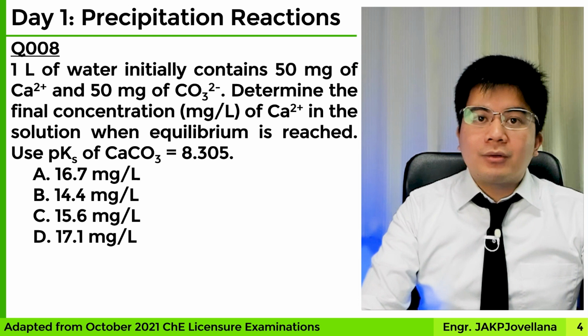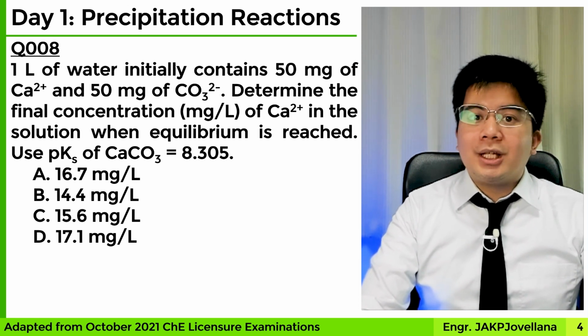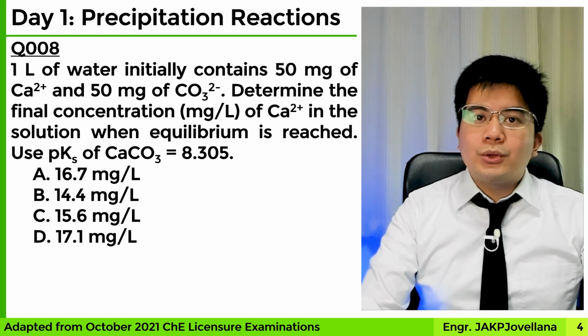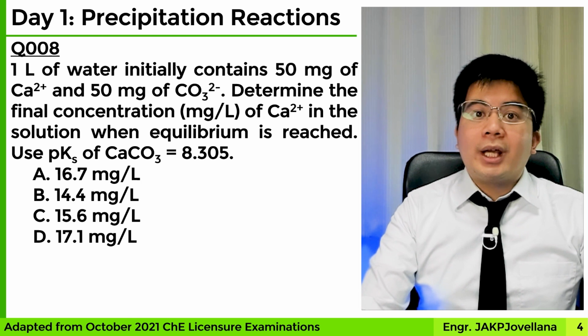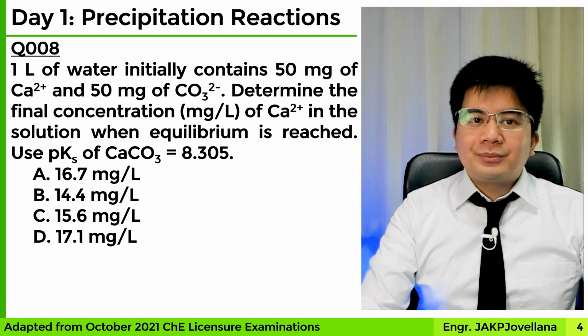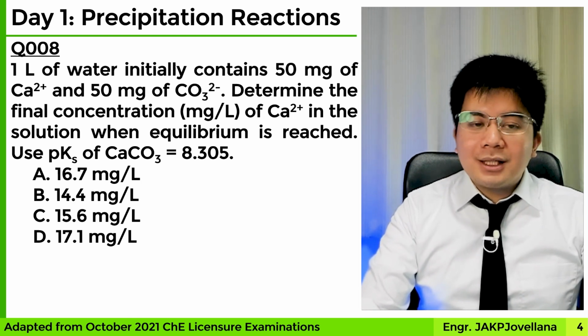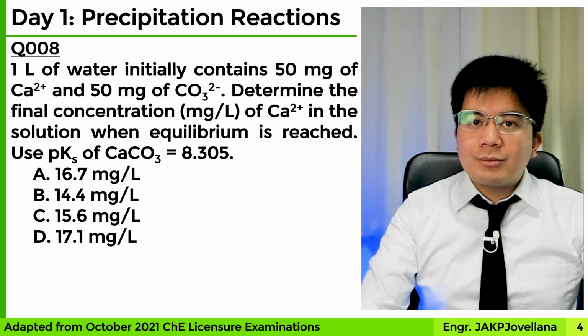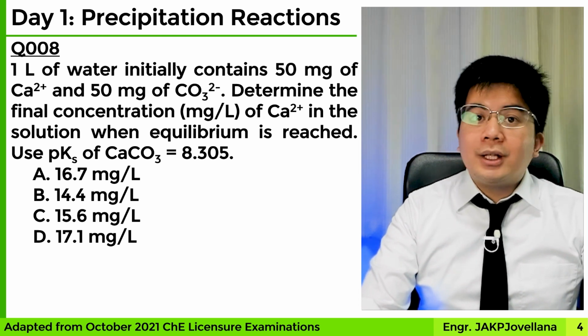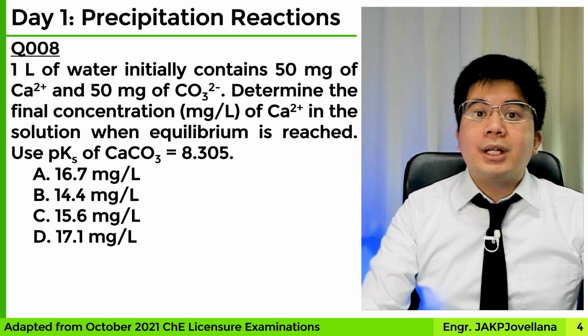and 50 milligrams of carbonate ion. Determine the final concentration in milligrams per liter of calcium 2+ in the solution when equilibrium is reached. Use pKs of calcium carbonate 8.305. The choices are letter A, 16.7 milligrams per liter, letter B, 14.4 milligrams per liter, letter C, 15.6 milligrams per liter, letter D, 17.1 milligrams per liter.